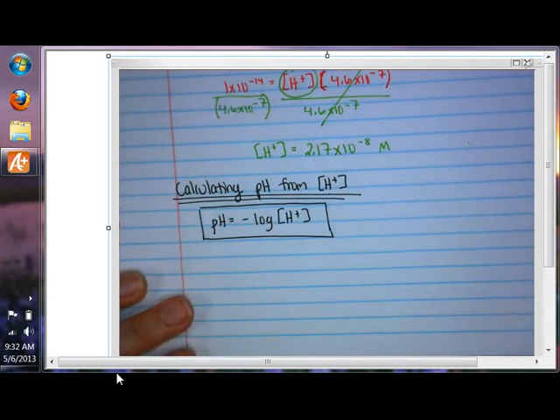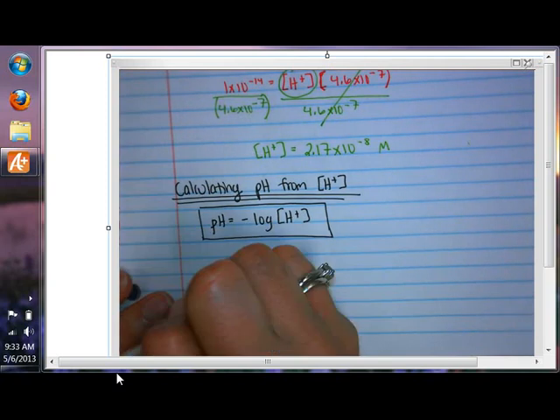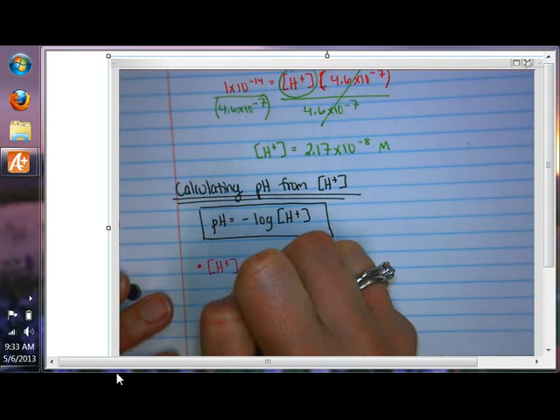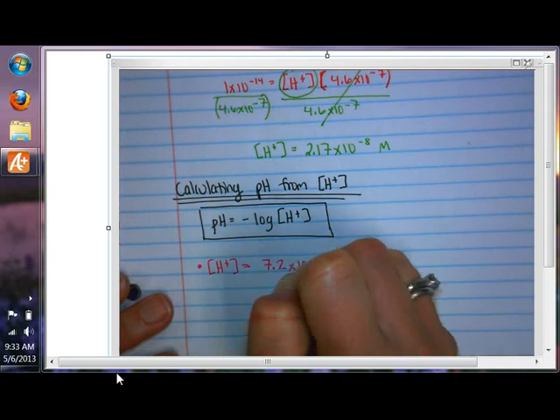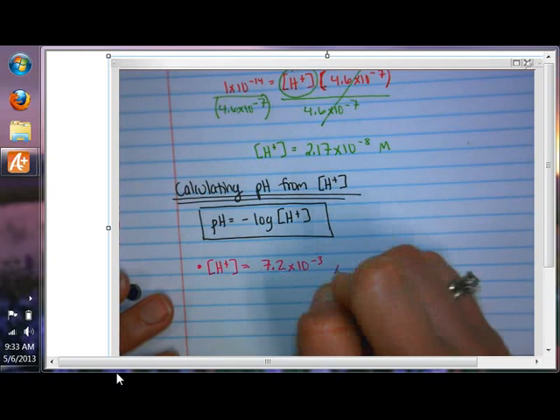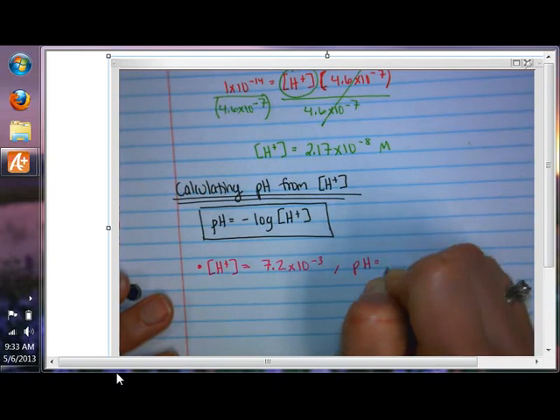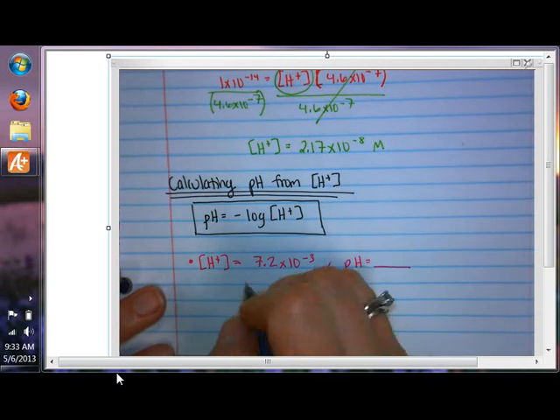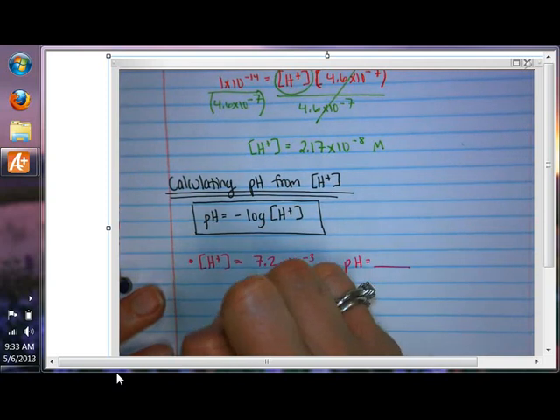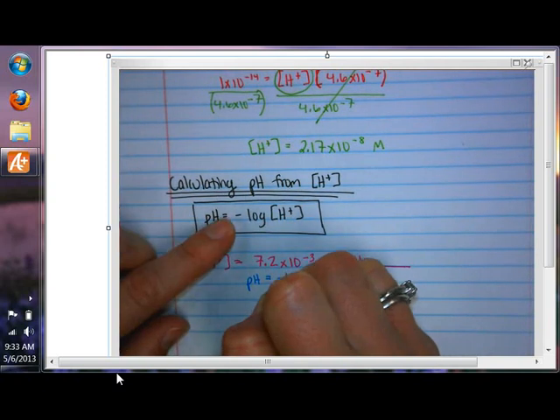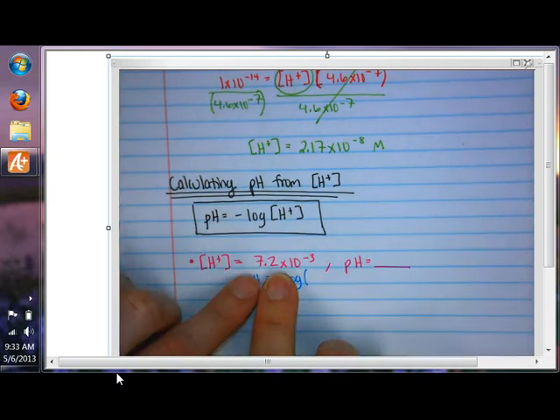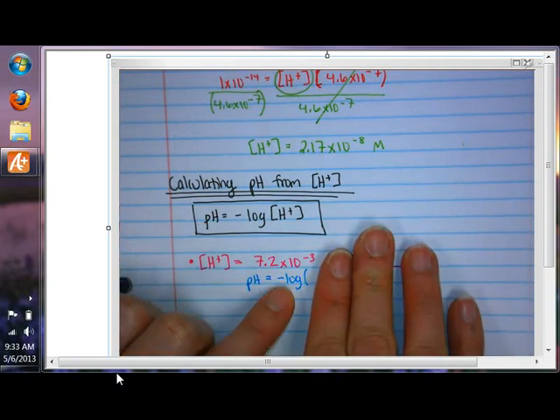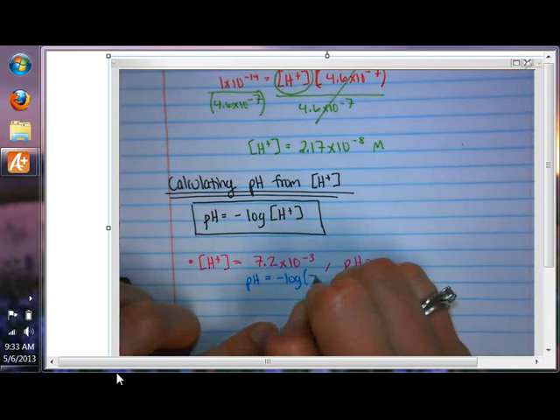And we're just going to do 2 examples. So let's say the concentration of H+ equals 7.2 times 10 to the negative 3. And they want me to find the pH. So all I do is I'm going to say that the pH equals the negative log of H+. H+ is this number, and if I take the negative log of this number, then I'll get the pH. 7.2 times 10 to the negative 3.